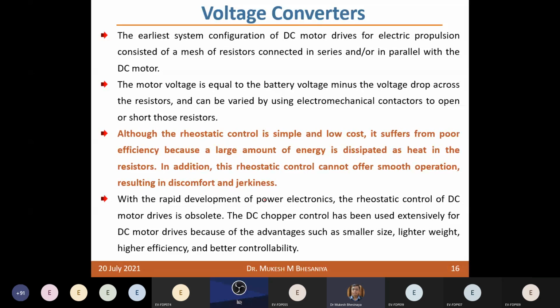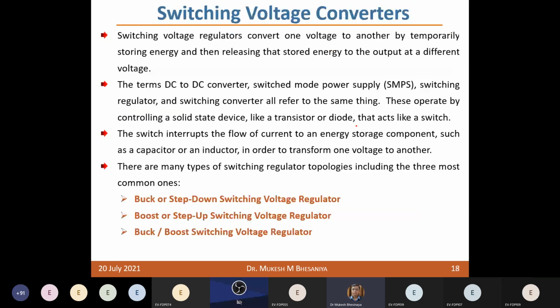As you know, with the rapid development in the field of power electronics, this type of linear regulator is obsolete, and for DC motor control, the DC chopper control has been used extensively for the DC motor drive. Because they have advantages such as smaller size, lighter weight, higher efficiency, and better controllability.